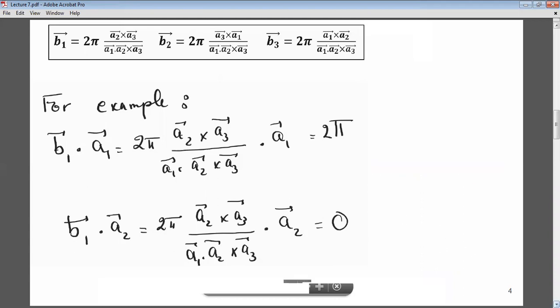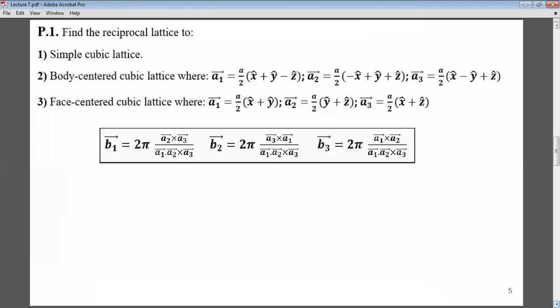Okay, I'm going to now turn to math, and we will do some math together so these ideas stick in your mind. I will not do all three of them, I will be doing two of them, or maybe one, let's see. Find the reciprocal lattice for the simple cubic lattice.